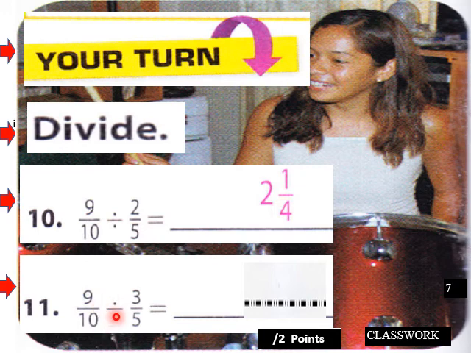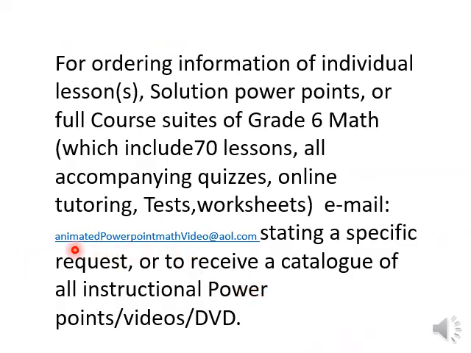And then 9/10 divided by 3/5, invert this, so we have 5/3. 45/30 is 1 1/2, which is what we get there. So that's what you should be getting when you invert and multiply here. Both of these, invert your divisor and then multiply, and you shall get these answers here. And that's your lesson for today.